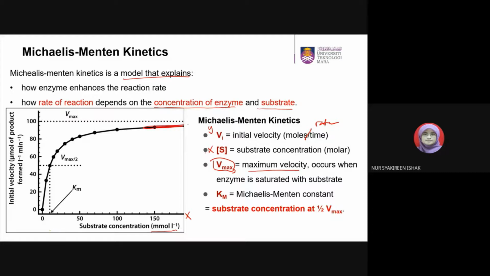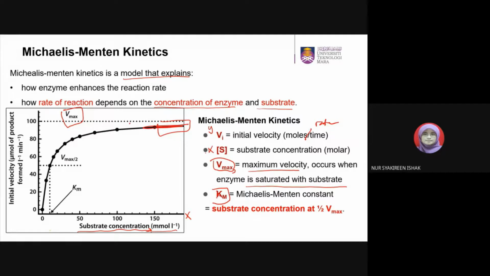Maximum velocity here occurs when the enzyme is saturated with substrate. As you keep on increasing the substrate concentration, the rate of reaction will be constant, because the rate of reaction is at its maximum. All active sites are occupied with substrate. From the maximum velocity, Vmax, you can determine the value of Km.